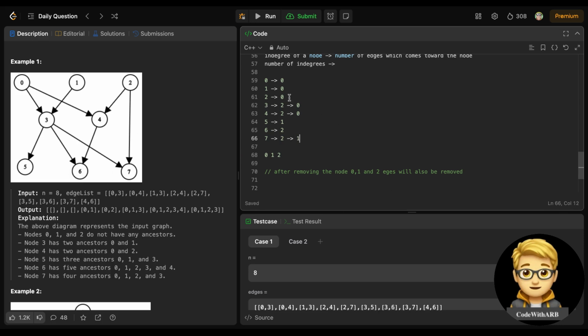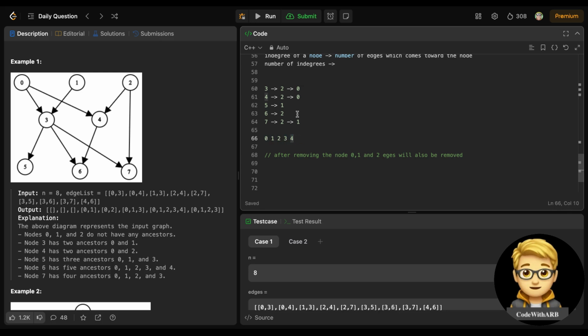Now 0, 1 and 2 are removed because we have already included them in our answer. Now which nodes have 0 edges? 3 and 4, so 3 and 4 should come next. You can write either 3 and 4, or 4 and 3, both are correct, because topological sort can be in any order.